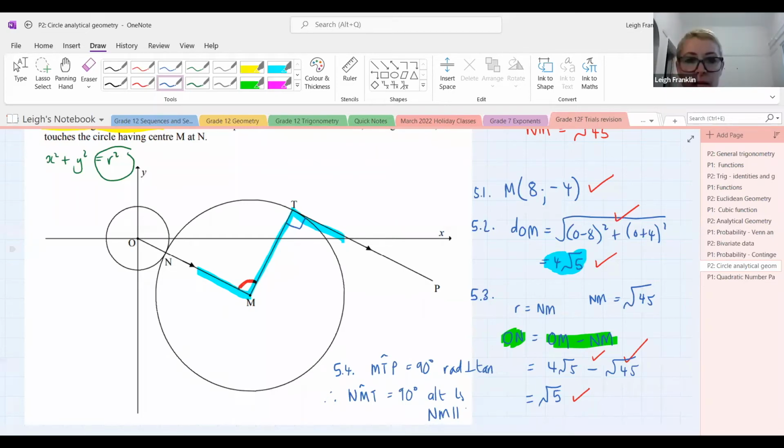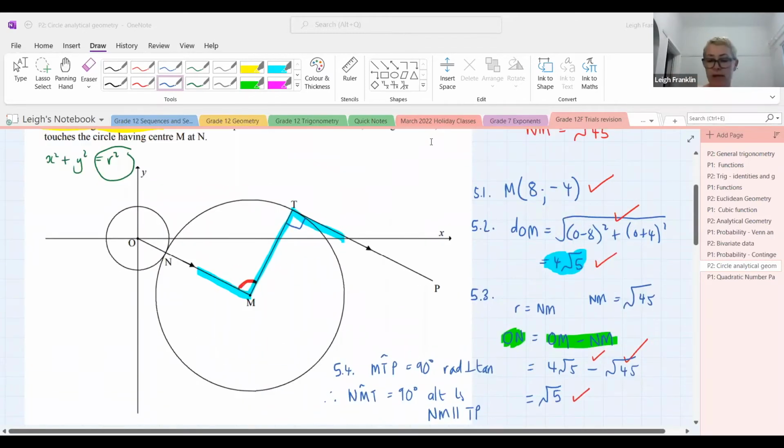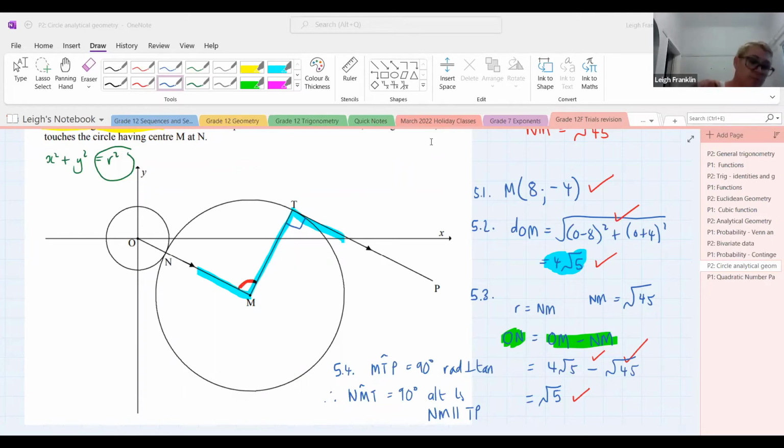Now, you must be very careful at matric level. If you use alternate or corresponding angles as a reason, do not forget to name the parallel lines, because they will not be very forgiving of you in finals if you leave those off. So if you use corresponding or alternate angles to prove angles are equal, you absolutely have to name the parallel lines as well.